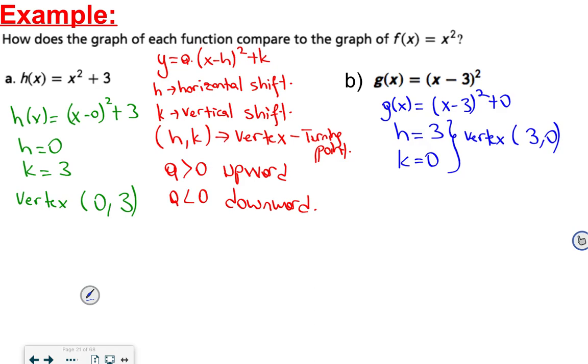Now, let me compare g of x with f of x. F of x is the original function. So, g of x is the translation of the function f of x, 3 units right. So, this is how we compare your functions.